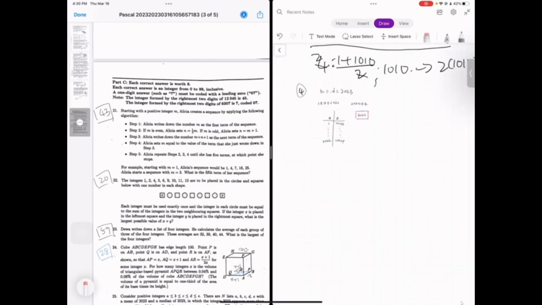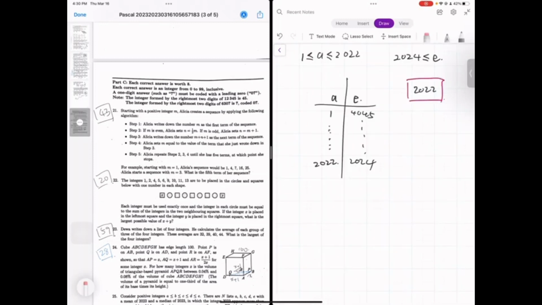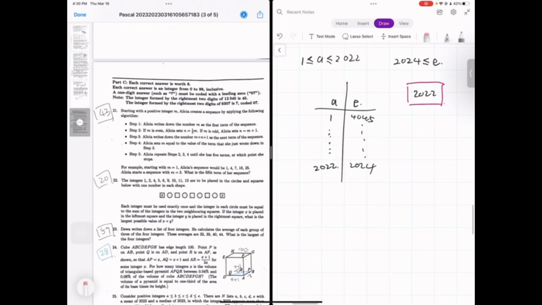And then the last scenario, when B, C, and D are 2023. Because we know that all of those middle 3 numbers are 2023, we basically just need to manipulate one of A and E, and the other one will be dependent on the value of the first. Here A can be from 1 to 2022, so we have 2022 ways.